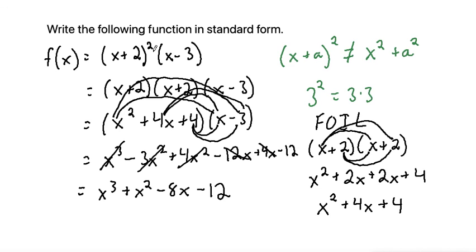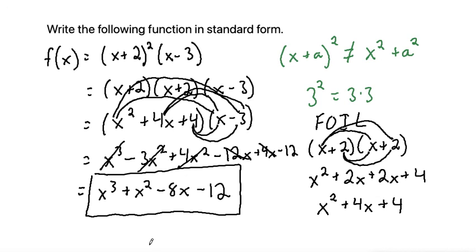And since we don't have any parentheses left in our function, this would be our final answer. It is in standard form, not only because it's all distributed out, but also standard form means starting with the highest exponent on the variable and going down as you go from left to right.